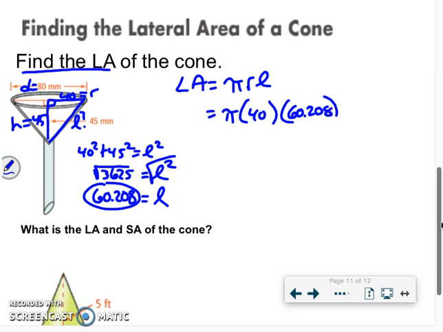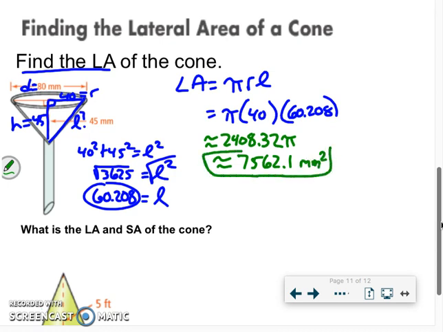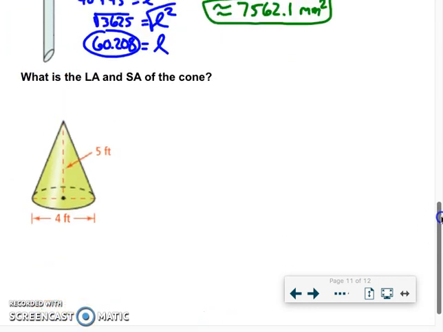So we needed that number so we could plug it in, 60.208. It doesn't say how to round this one. Since we have some messy numbers, we'll just plug everything in. So first things first, we would have about 2,408.32 just from doing the 40 and the 60, but that's still times pi. So we're going to say that that's about 7,562.1, and we're in square millimeters this time. So if you don't have the correct height, if you have H instead of L, we use Pythagorean theorem to get that figured out.